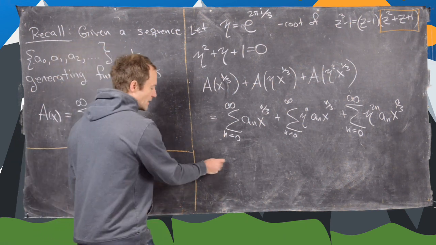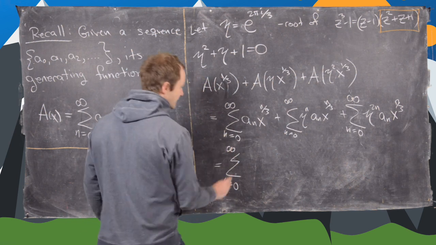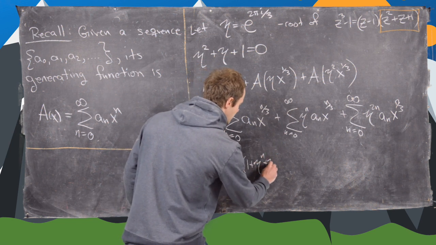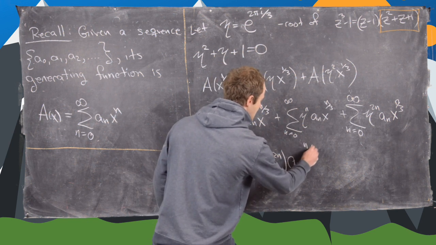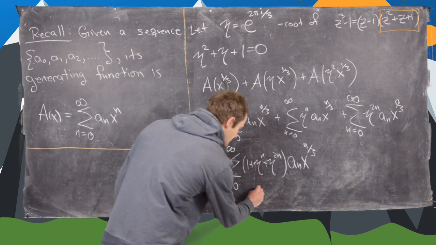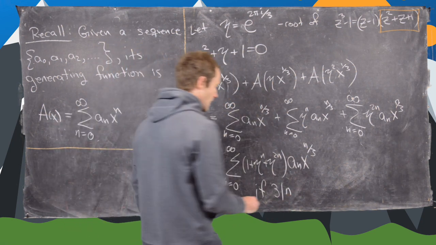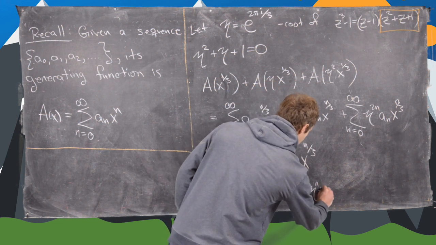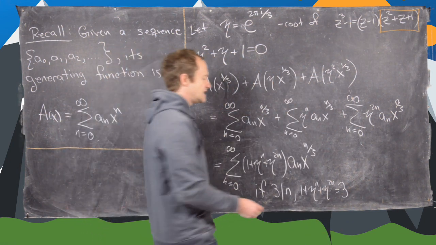Okay, good. So now we can put all of these together. So that's going to be the sum n equals 0 to infinity of (1 plus eta to the n plus eta to the 2n) times a sub n times x to the n over 3. Now the next thing that we want to notice is if 3 divides n, then 1 plus eta to the n plus eta to the 2n equals 3. Okay, so let's look at the details of this.